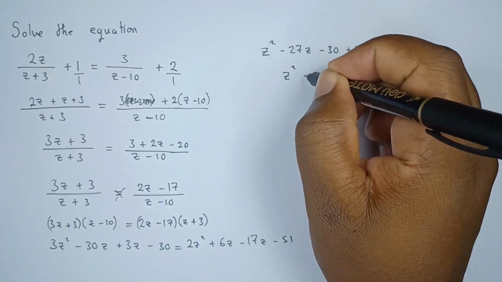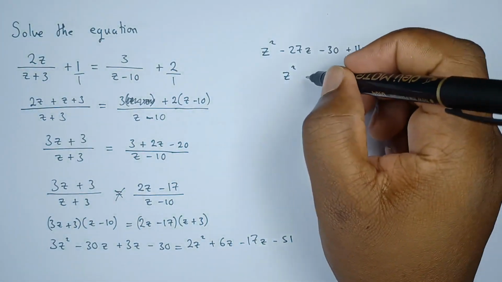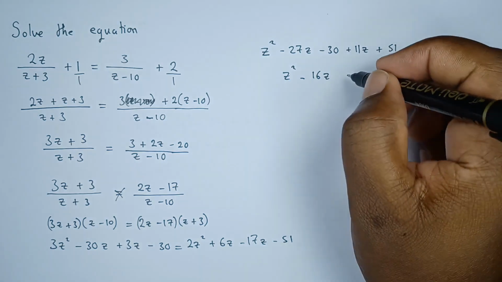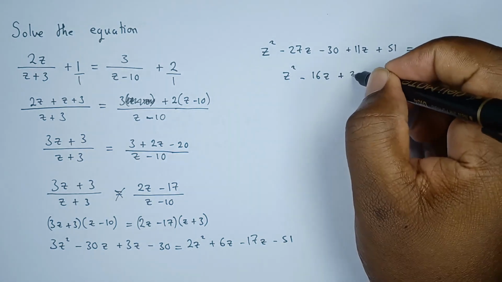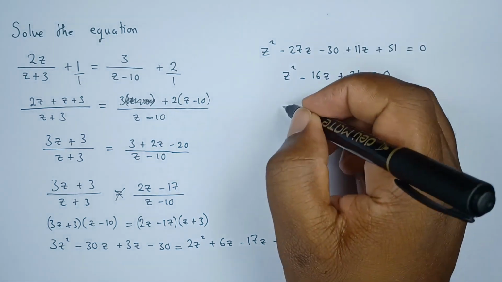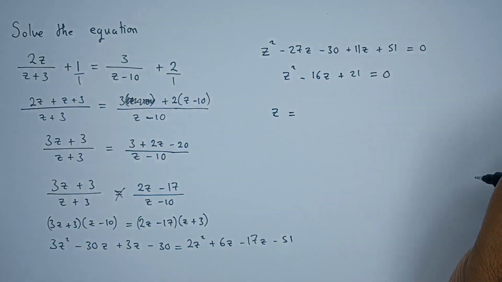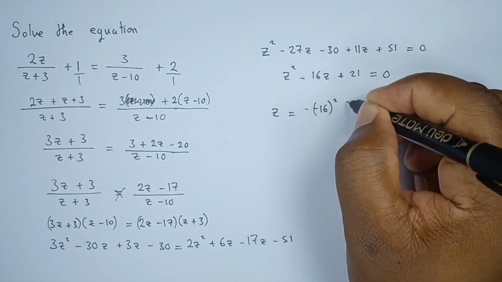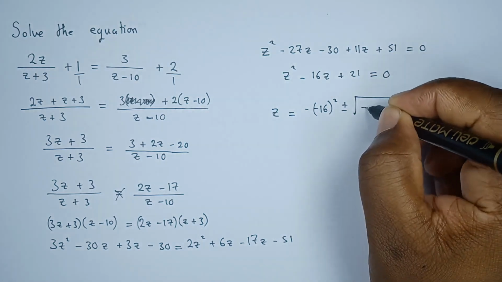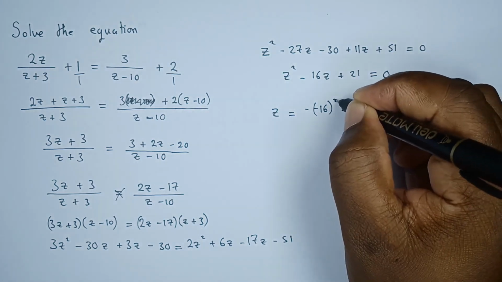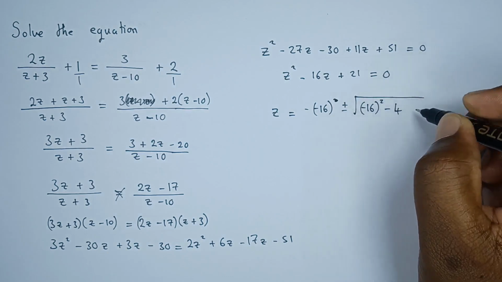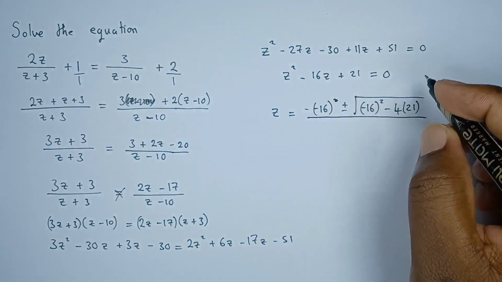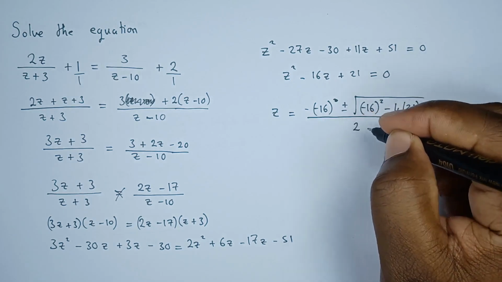So z squared, this and this will give us minus 16z. The 30 and the 51 should give us a positive 21. All this is equal to 0. So let's solve it using the quadratic formula. b squared, that is 16 squared, plus or minus 16 squared, sorry, this is supposed to be only, minus 4a, our c is 21. All this is over 2a, which is just the same as 2.